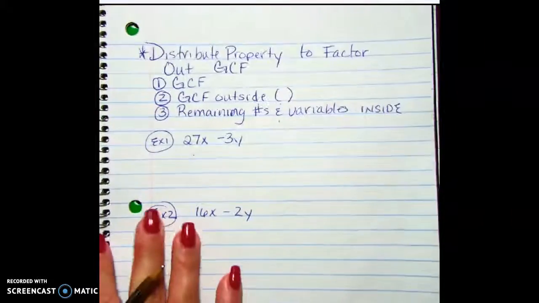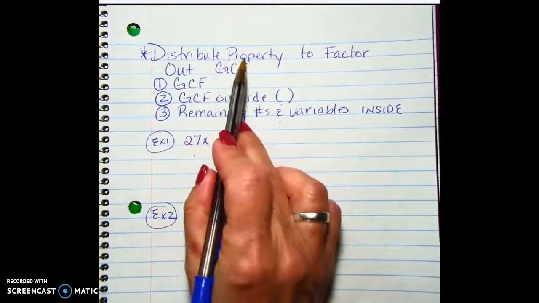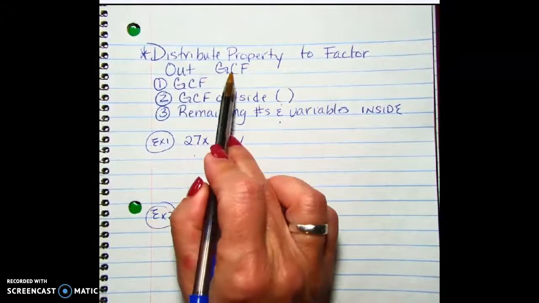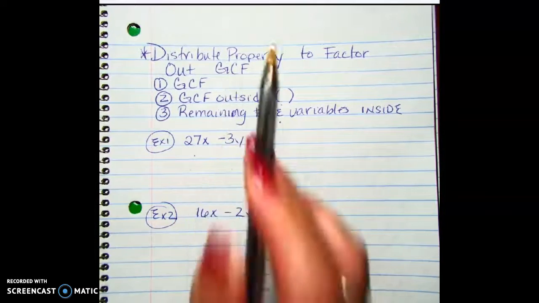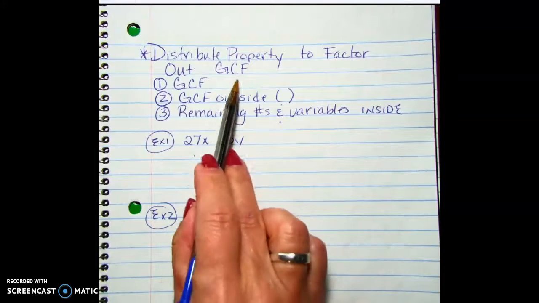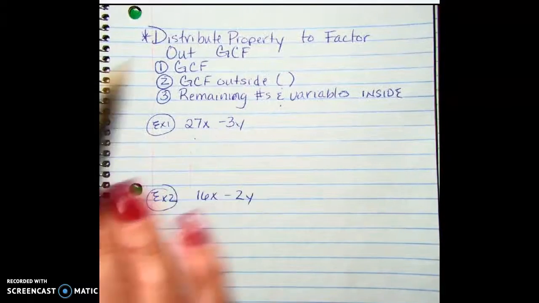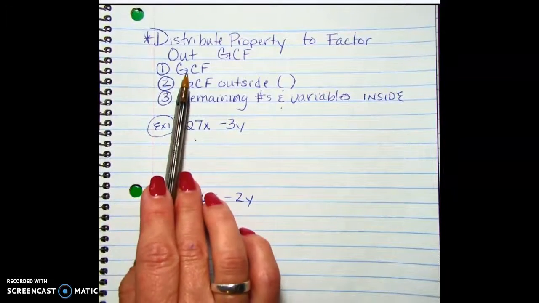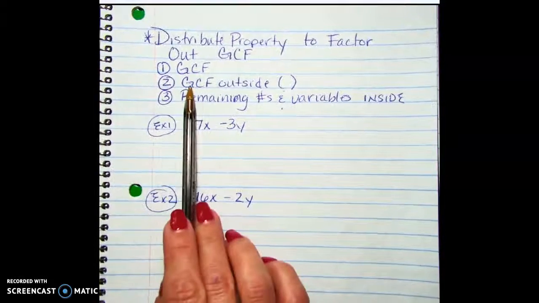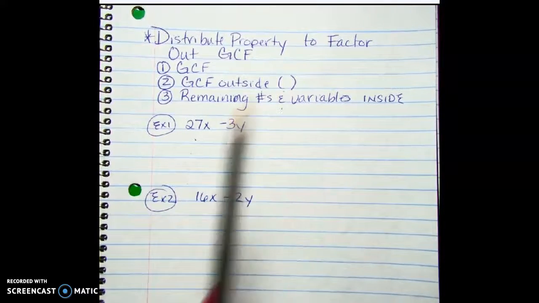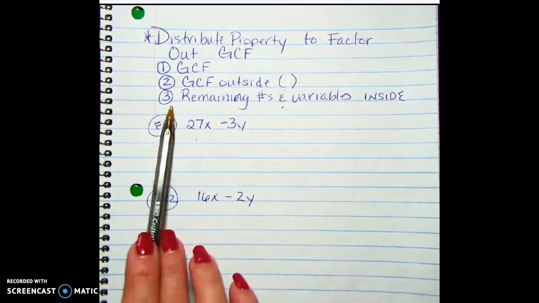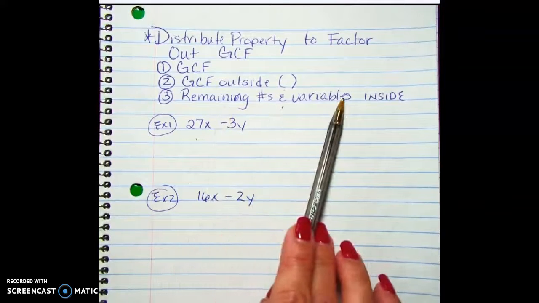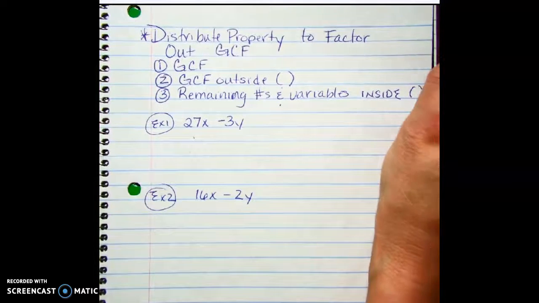So let's turn the page and take a look at this. Now, what if I needed to use the distributive property to factor out the greatest common factor? Yes, we did learn this. So look at how we keep building upon what we've already learned. The first step is we find the greatest common factor. We put the greatest common factor outside parentheses. And step 3 is the remaining numbers and variables go inside your parentheses.